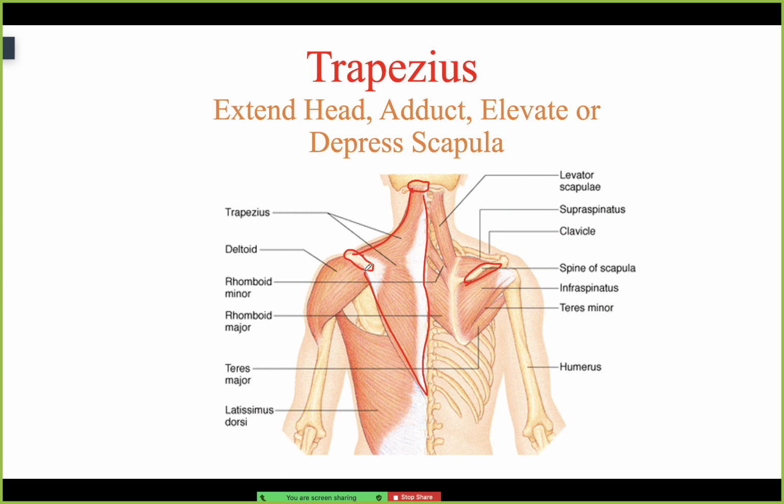The job of this muscle is to extend your head, adduct, elevate, or depress the scapula. So if you contract this muscle up here, you can bring that scapula up. It's almost like you're shrugging your shoulders up. If you contract the bottom part, you can pull those shoulders back down. When I say pull the shoulders up and down, it means to elevate and depress your scapula. Again, I have not listed an origin and insertion, but I do like to point them out to you so you can see exactly where that muscle goes in your body.